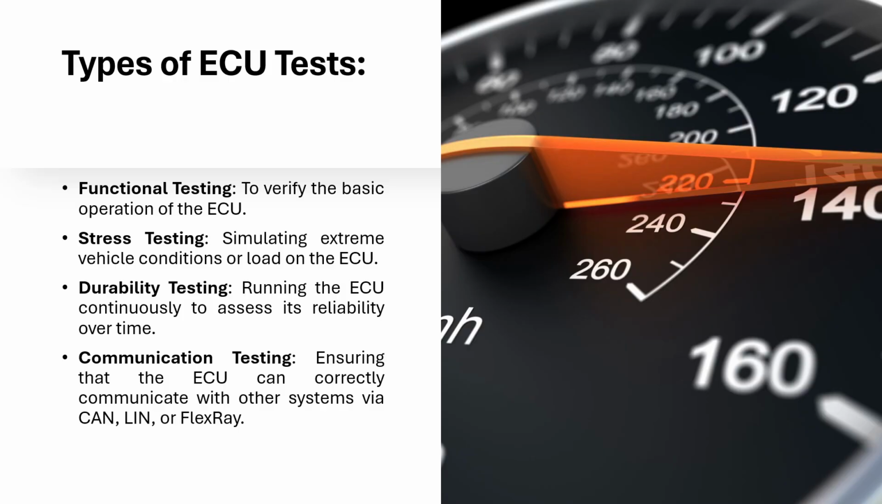Stress testing is to simulate extreme conditions of the vehicle or load conditions of the vehicle and test whether the ECU unit is able to handle such stress conditions or faulty scenarios. Durability testing is to ensure the reliability over time, the lifespan of that ECU unit. For that, we continuously run the ECU unit over a timeline to assess the reliability over time. Communication testing is used to ensure the ECU can correctly communicate with other systems by standard protocols of CAN, LIN, or FlexRay.